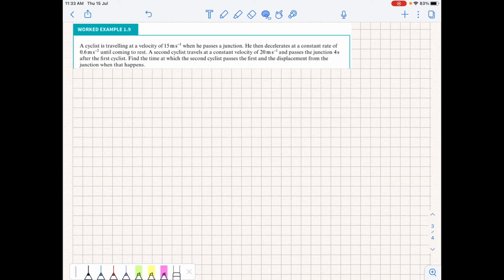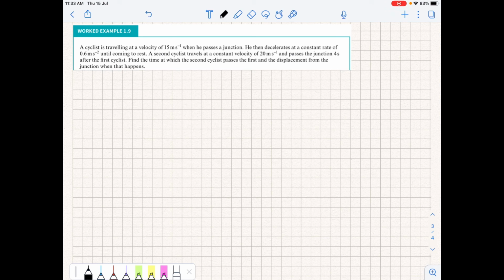Find the time at which the second cyclist passes the first and the displacement from the junction when this happens. Now, we don't know if this is going to happen before the first cyclist comes to rest, or while the first cyclist is still decelerating. So the best thing to do is to draw ourselves a little picture of what's going on just to help us work out what's happening.